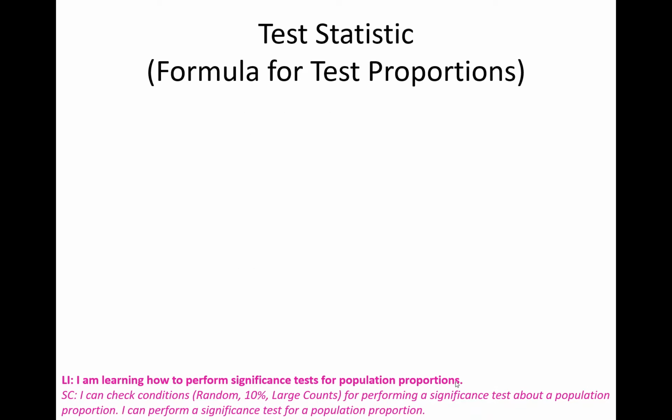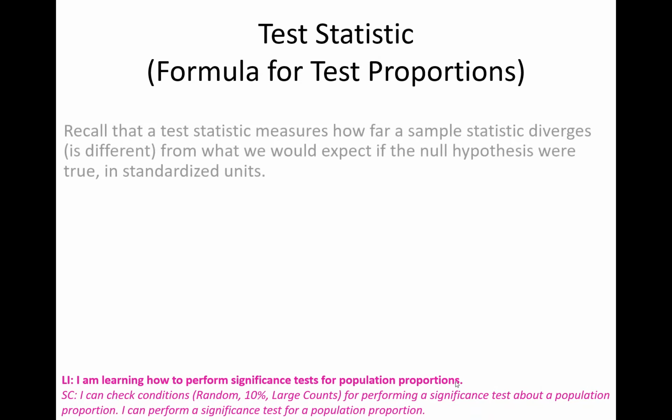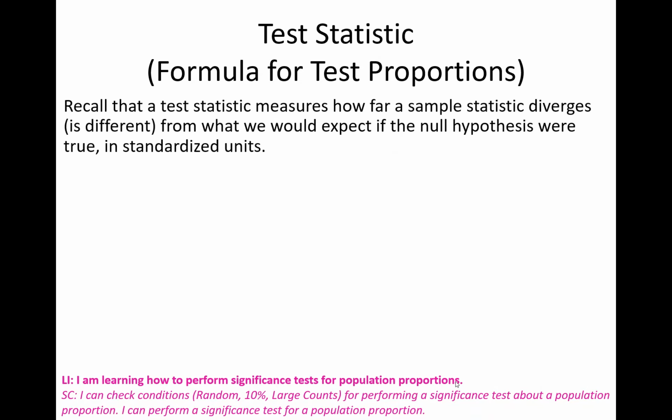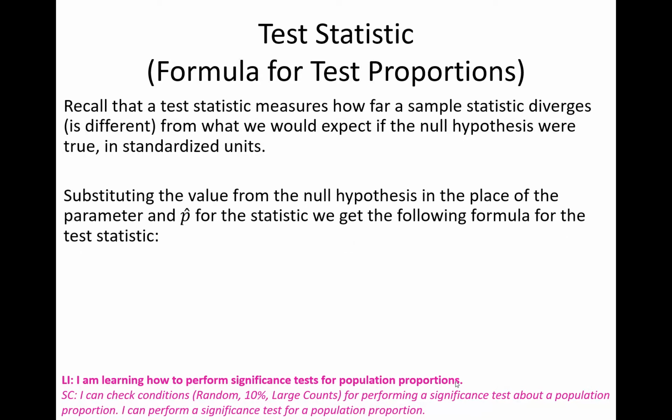All right, so jumping more into significance tests, we have the test statistic, which is what we're going to be looking at. With confidence intervals, we had the point estimate and our point estimator. This time we're going to use a test statistic. Recall that a test statistic measures how far a sample statistic diverges or is different from what we would expect if the null hypothesis were true, in standard units. That's a very fancy way of saying that we're going to be substituting the value from the null hypothesis for p hat, which we saw very briefly when we were writing our hypotheses.